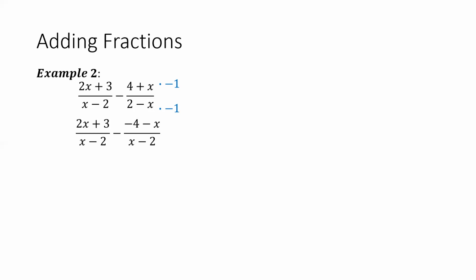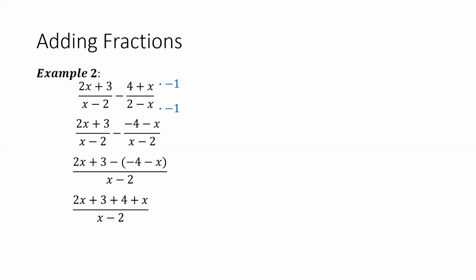And then it's a good idea, if you are subtracting fractions, to put parentheses around the entire numerator of the fraction that you are subtracting. The reason for that is you're more likely to see the fact that that negative is going to distribute twice. So that's exactly what we're going to do. So -1 times -4 gets me +4. -1 times -x gets me +x.